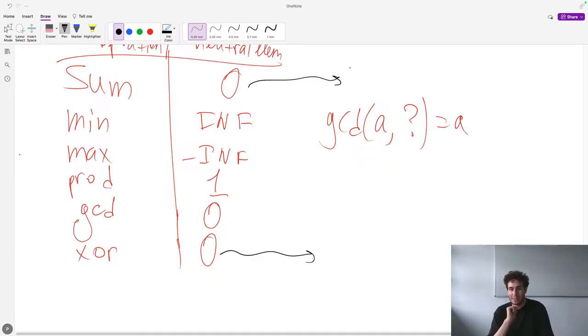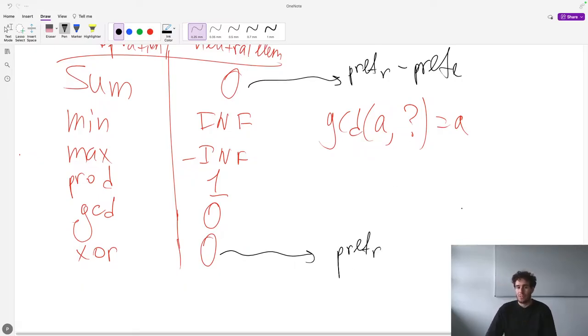So if you have prefix sums, to get a segment, you take the right prefix sum, and then you subtract the left prefix sum. So this is like a negation. For sum it's minus. But what about XOR? If I have prefix XOR on the big segment and prefix XOR on the left segment, what do I do with them? I actually need to take XOR of them.